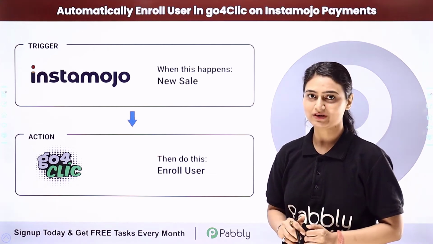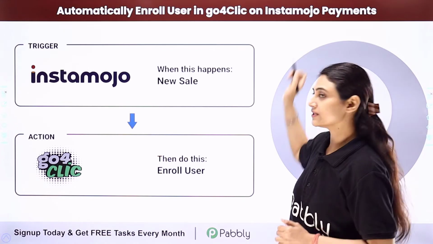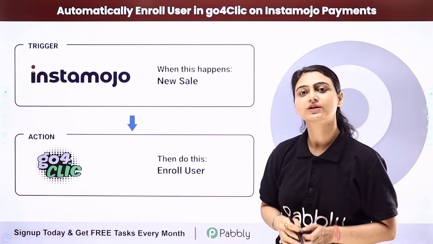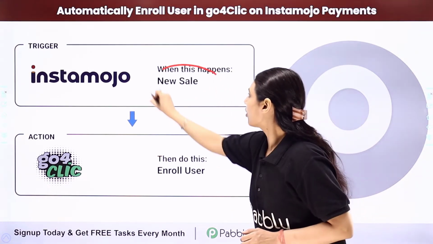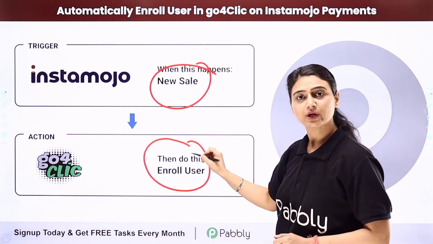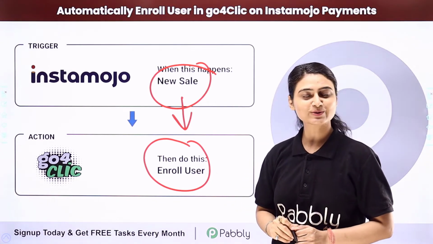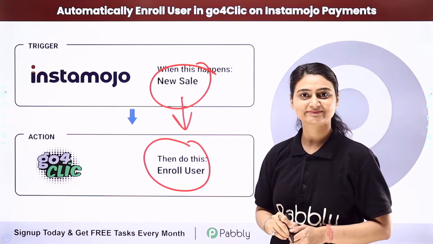In this video, we will learn how you can automatically enroll a user in Go4Clic on Instamojo Payments. Let's say you want every time you receive a payment on Instamojo, the user should be enrolled in Go4Clic. So we are going to automate this entire process using Pabbly Connect. Come to my screen to see how we do this.